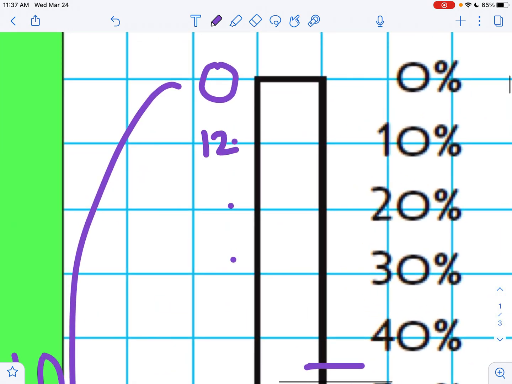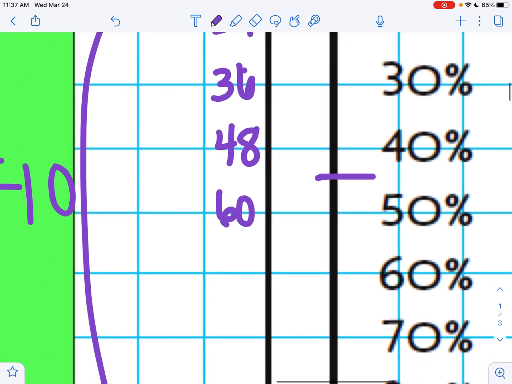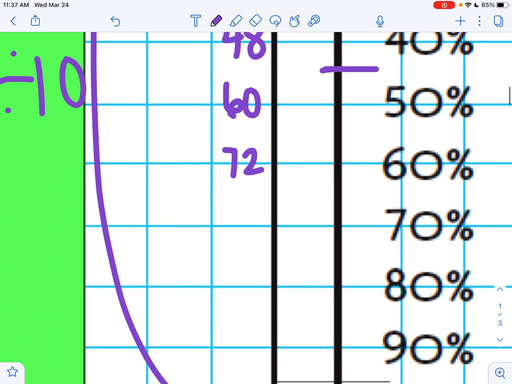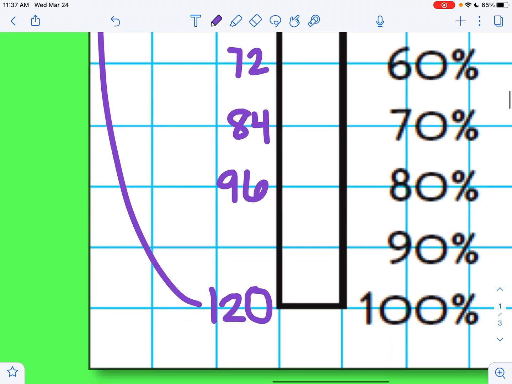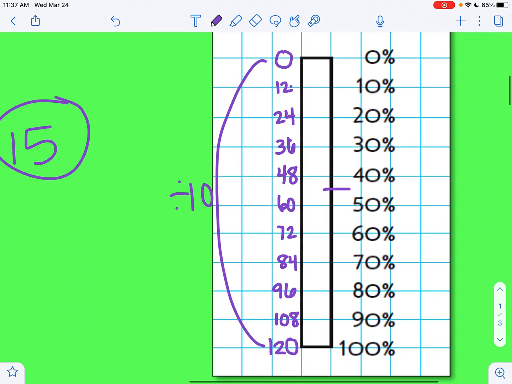Okay, so let's do our best counting by 12. So we got 12, 24, 36, 48, 60, 72, 84, 96, almost there, 108, and then 120.